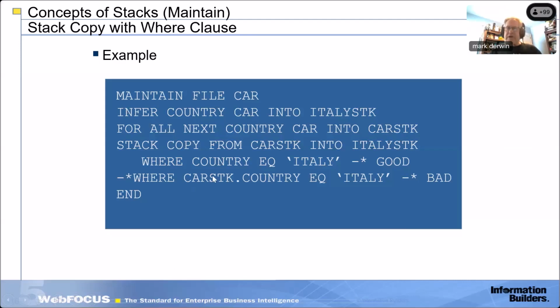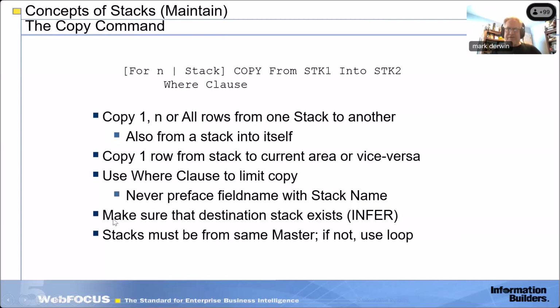If I were to say where car stack.country equals Italy, instead of where country equals Italy, I would get 0 records. Why is that? Because car stack.country is shorthand for car stack sub1.country, and as we all know, car stack sub1.country equals England. So England would never equal Italy. So the 2 things to remember in this example are that Italy stack must exist before you copy into it, and when you're using a where clause in a copy, never preface the field with the stack name. And I didn't reference that, but it's right here in the code.